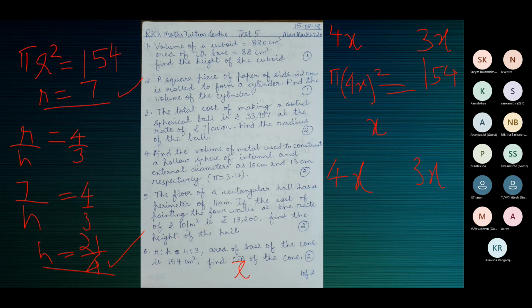Now, the formula is pi r L. And you know the values of R and L. Now you should work out the CSA. CSA is pi r L. Substitute the values of R and L and find the CSA.